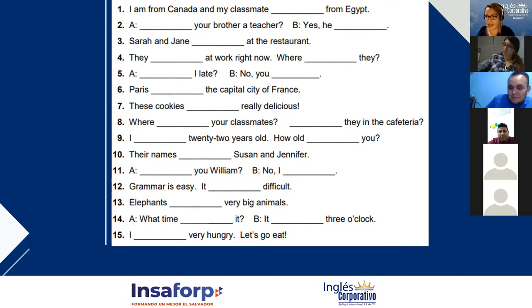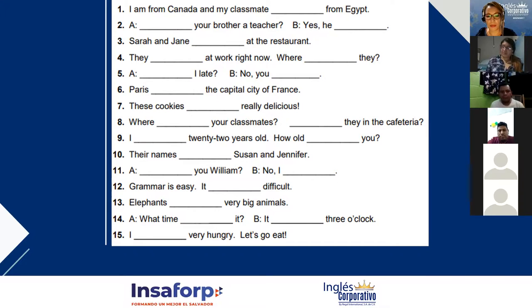Y en la otra dice difficult. Entonces no puedo decir la gramática es fácil, es difícil. Entonces, en esta sí tenía que ir negativa, ¿verdad? It's not difficult. Grammar is easy. It's not difficult. Al principio parece difícil, pero la verdad es que no lo es. So grammar is easy. It isn't difficult.